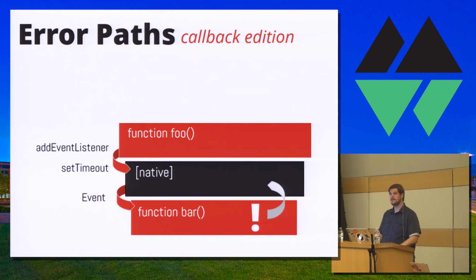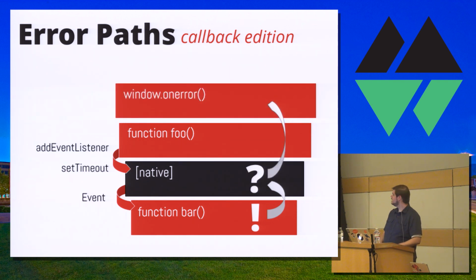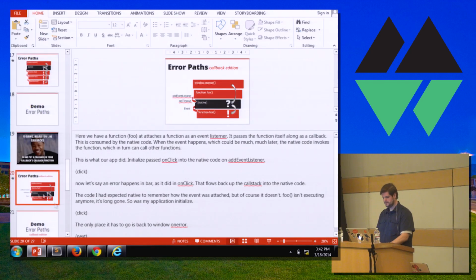What happens when your click handler dies for some reason, because the user didn't enter the input you expected or for whatever reason? Well, a lot of the code that we write seems to expect that the error is just going to bubble right back to foo. But it doesn't. When that native code picked it back up, foo wasn't executing anymore. Foo had long since been destroyed. And so the only place that the native code has to put it is to bring it back to window on error. And we can see this happening too.